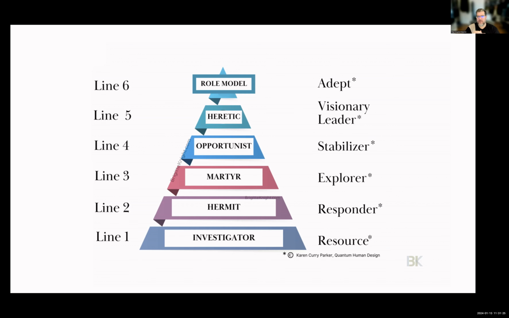What's interesting with the role model is sometimes people don't feel that they are a role model, but others see them as a role model. So where are you in this chart? What's interesting is me being 2-4 hermit opportunistic and then Shelley being opportunistic role model. It's interesting to see the progression there. So I thought that was pretty cool.